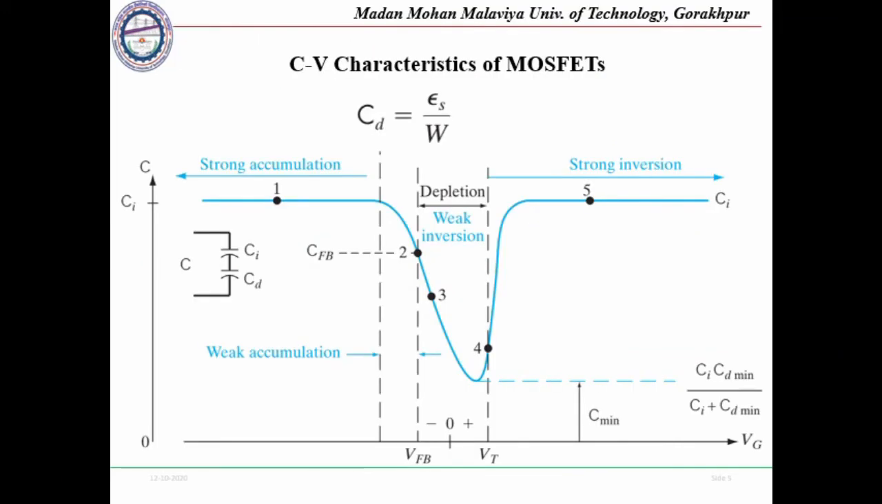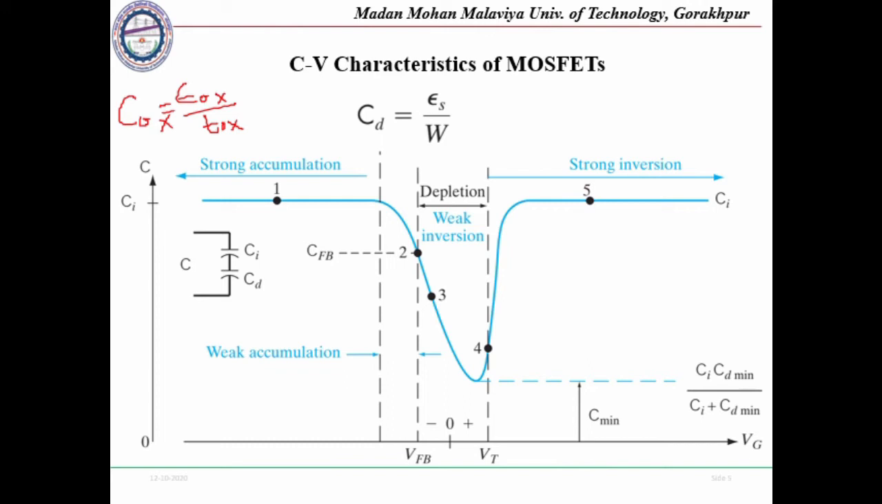The CV characteristics of a MOSFET. Here we will be plotting the capacitance with respect to the applied gate voltage, and how the capacitance varies with respect to different regions of operation of a MOS device. So we will see that. Basically we have seen two types of capacitance in the MOSFET, oxide capacitance and depletion capacitance. The oxide capacitance can be given as COX equals epsilon OX divided by TOX.